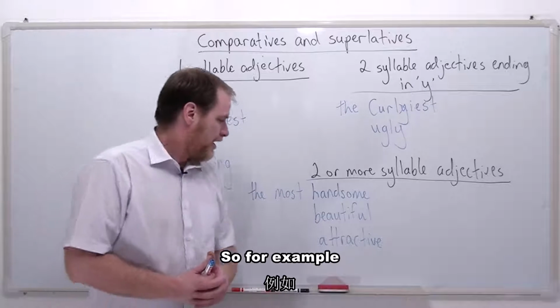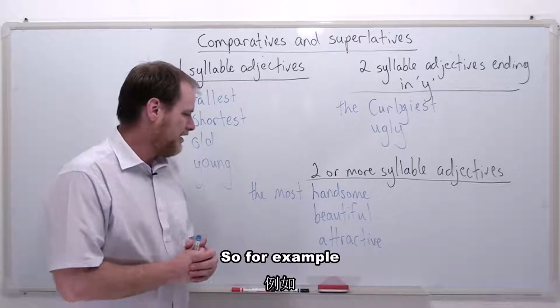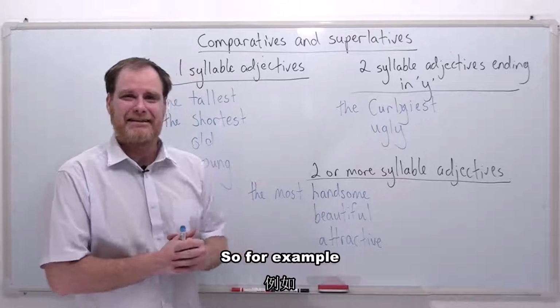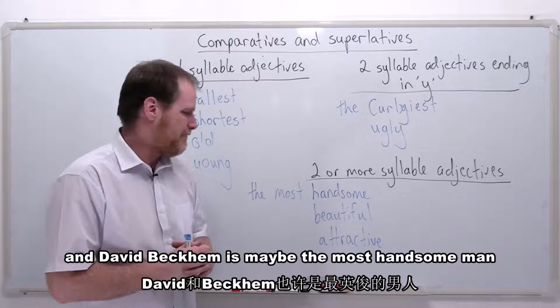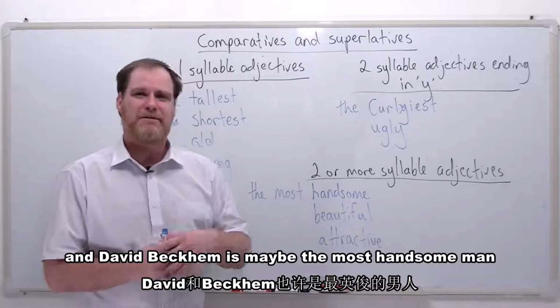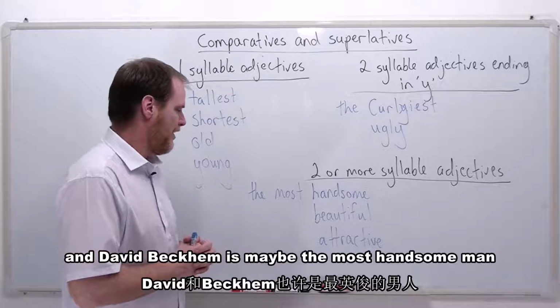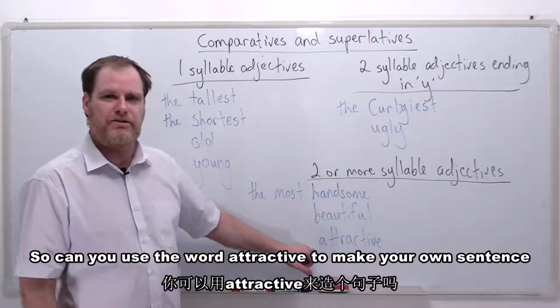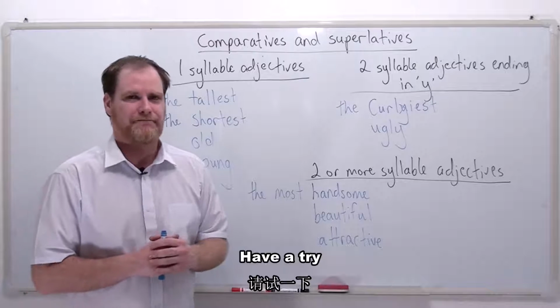So, for example, a lot of people think that Fan Binbin is the most beautiful woman in China. Okay? And David Beckham is maybe the most handsome man. All right, so can you use the word attractive to make your own sentence? Have a try.